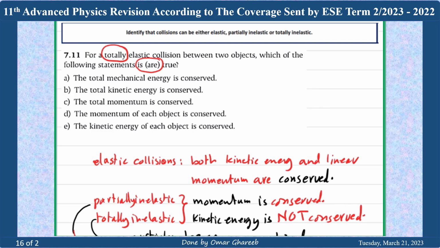The total mechanical energy is conserved. Yes, because it is totally elastic. The total kinetic energy is conserved. Yes, because it is elastic. The total momentum is conserved. Yes, because it is a collision. The momentum of each object is conserved. No. The kinetic energy of each object is conserved. No. The momentum and the kinetic energy will be exchanged between objects. So the total is conserved, yes, but for individual, no.